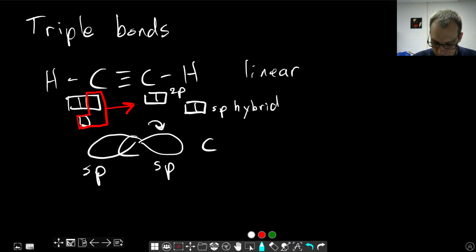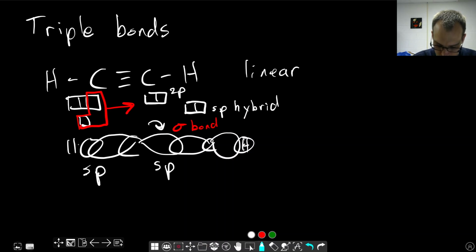So we're going to have sp hybrid orbitals that form on each carbon atom, and this will form our sigma bond right here in the middle. Then our hydrogens are going to be on the side over here, as we've seen many times, to form overlap between the 1s orbitals on the hydrogen and these sp hybrid orbitals on the carbons. So we're going to have three different sigma bonds. Again, these are single bonds that are forming.